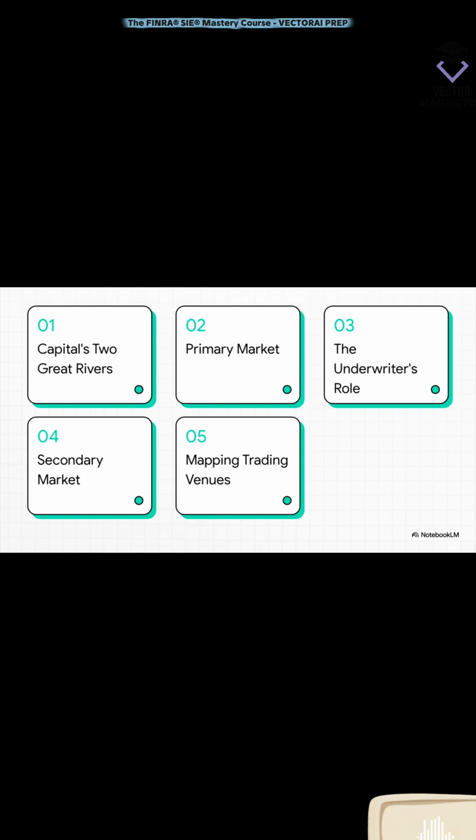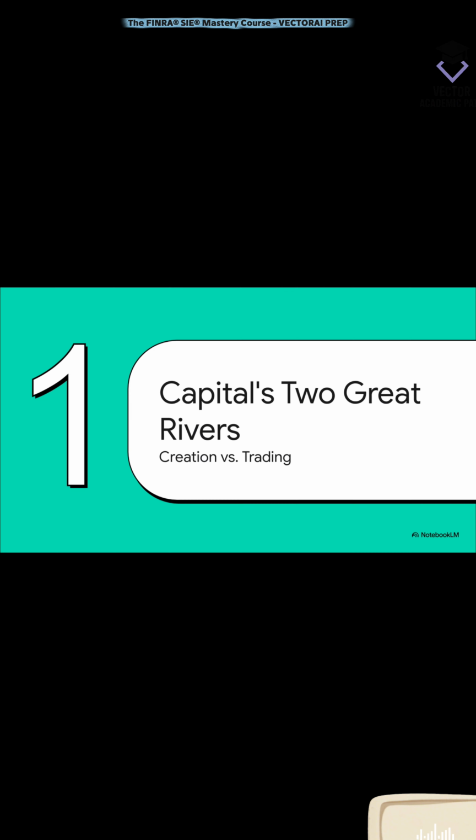So here's our game plan. First, we'll define these two great rivers of capital. Then, we'll dive into the primary market and the crucial role of the underwriter. After that, we'll head downstream to the secondary market to see what it does. And finally, we'll map out all the different places where trading happens. Simple as that. All right, Section 1, Capital's two great rivers. Look, if there's one distinction the exam will test you on again and again, it's creation versus trading. Let's lock this in right now.